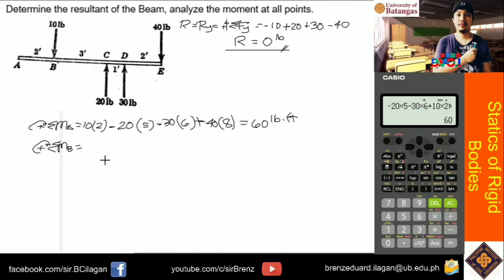Okay, so since yung moment natin sa point B, so since concurrent yung 10 pound, hindi na natin siya i-consider. So mag-start tayo kay 20. So again, pag ganun yung ikot niyan, so negative 20 times 3 and then 30, since mag-produce ng counterclockwise moment, 30 multiplied by 4 and then plus 40 pound multiplied by a distance of 6. So what will be the answer for that? So labas lang natin yung calculus. So negative 20 times 3 minus 30 times 4, and then plus 40 times 6. Okay, so 60 pound-feet din.